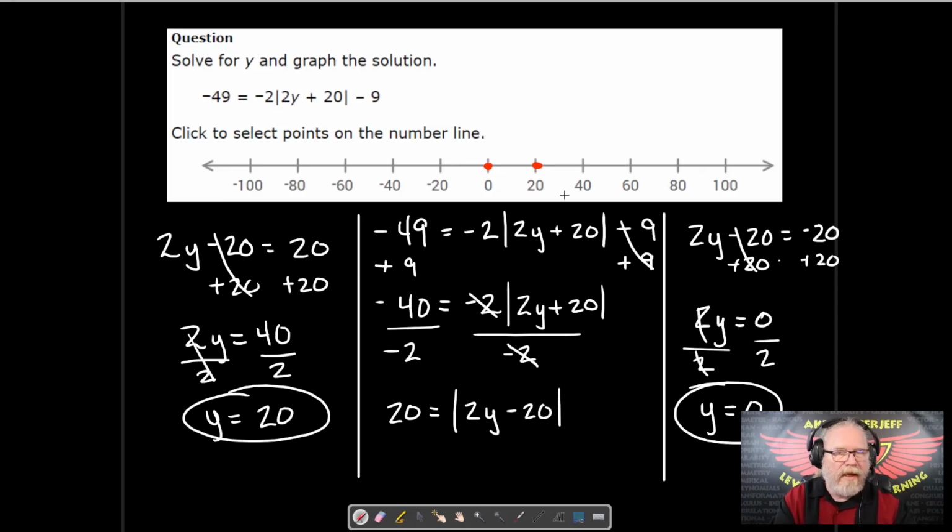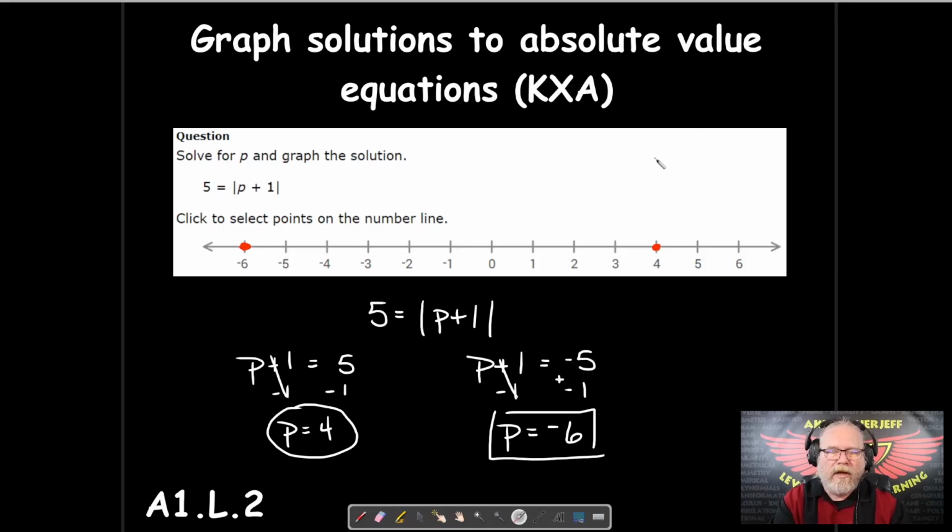Okay, so that concludes all of my examples for the IXL activity titled Graph Solutions to Absolute Value Equations with the 3-character code of Kilo X-Ray Alpha. Good luck with your activity.